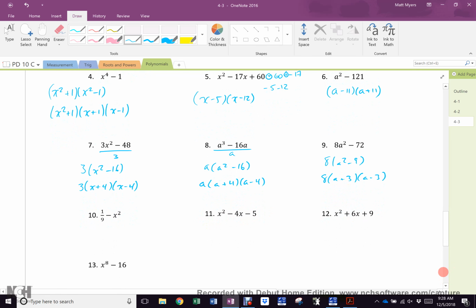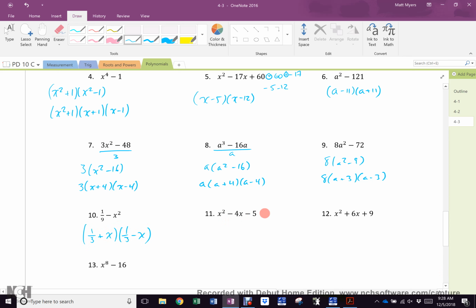10, tricky, but not. Why? It's in a different order, but they're both perfect squares, aren't they? So, what's the square root of 1/9? 1/3 plus, what's the square root of x squared? x. Then I write it again with a negative.